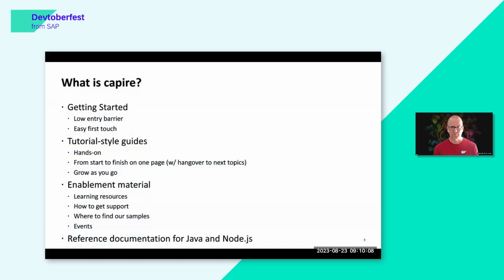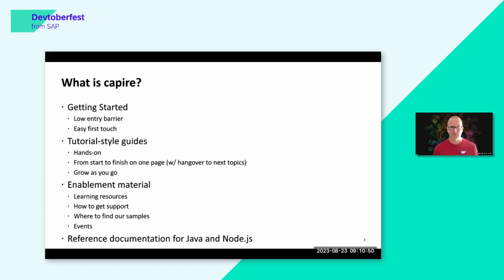What is Capire? Of course, Capire, as the documentation set for the SAP Cloud Application Programming Model, has getting started information for everyone. It has a low entry barrier, and important for us is always an easy first touch. That's not just valid for the getting started guides, but also for all other guides. We always try to stay as easy as possible. Of course, later on with some of the guides, some of the topics and features, they have some complexity in itself. So it's not easy per se, but it's as easy as possible.